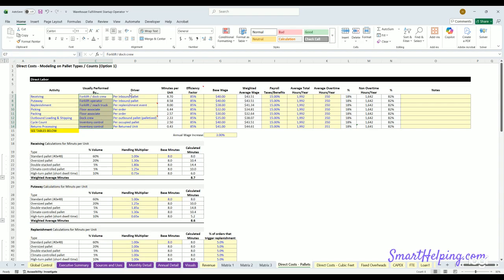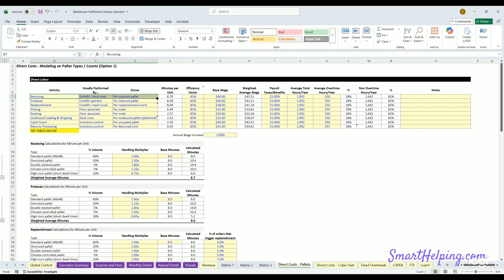This doesn't really matter. The driver is going to help you understand, and I put notes in a lot of these boxes to try to explain the assumptions if it's not super straightforward. So receiving fees is per inbound pallet, minutes per pallet, and an efficiency factor, saying that the labor might not, obviously, be spending 100% of their time working. They might have to take breaks, downtime, meetings, whatever. So that's your efficiency factor, which is different for each type. And then you have the average labor charges, the wages of the people that are doing this activity.